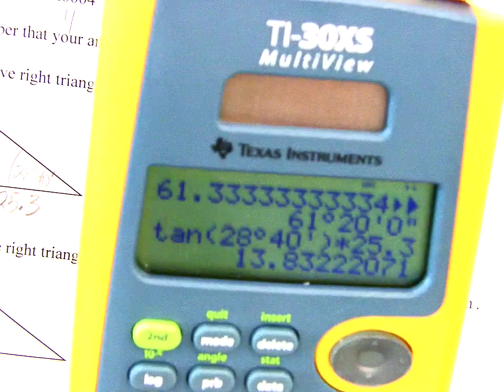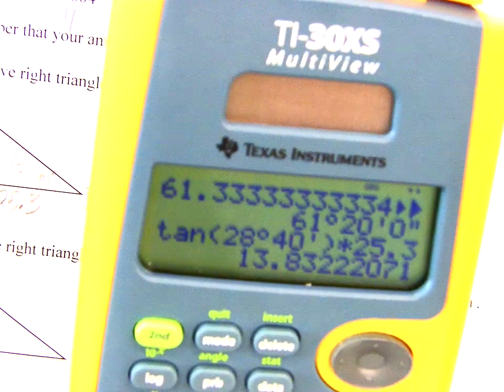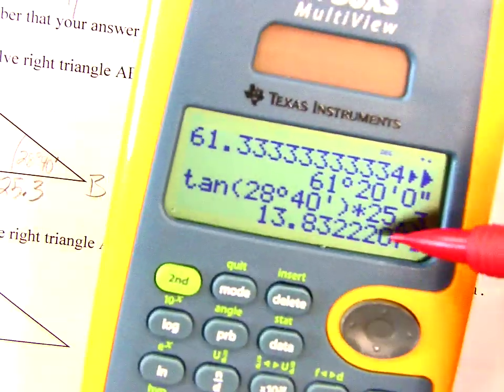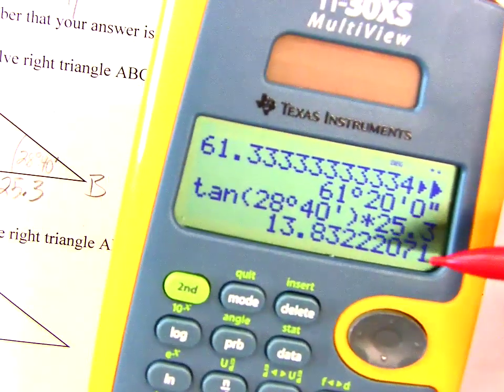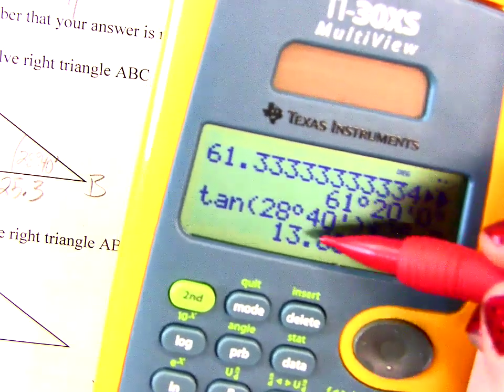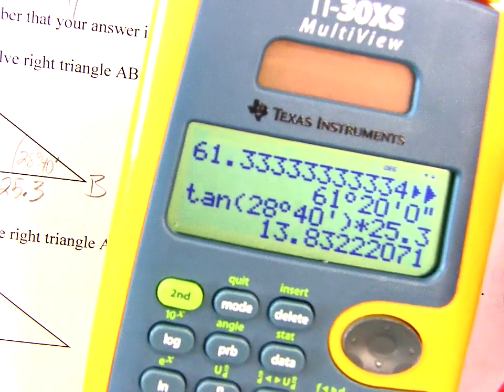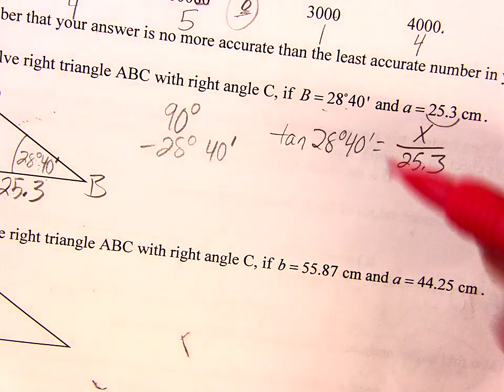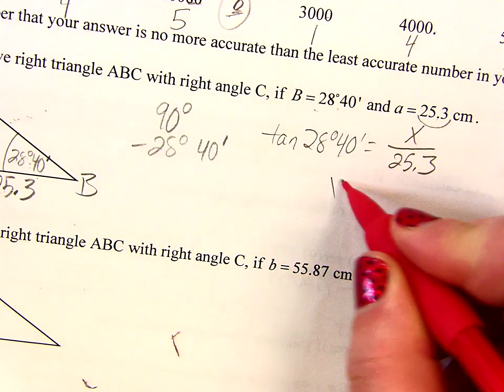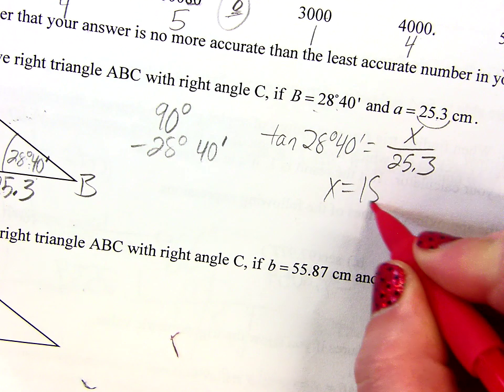Am I going to make it 13.83222 and round it all the way out over here? No. 13.8. That answer would have 3 significant digits in it. Just like the smallest amount that I have. So I'm going to give an answer of 18.3.